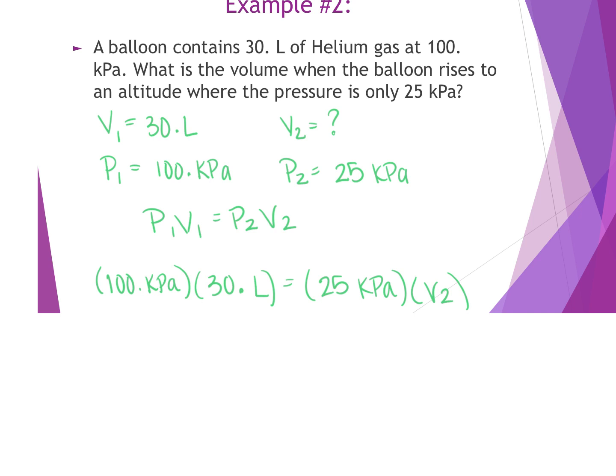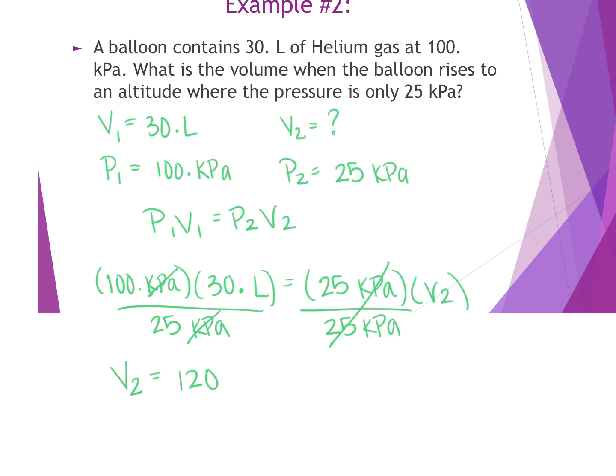Okay, now what's the next step? Plug them in. Okay, plug them in. So how do I actually solve for V2? How do you divide? Okay, what am I dividing? Okay, so divide both sides by 25 kilopascals. Okay, so everybody type this into your calculator. So I would do 100 times 30, then hit equals, and then divide that by 25. Okay, 120. What's your unit?